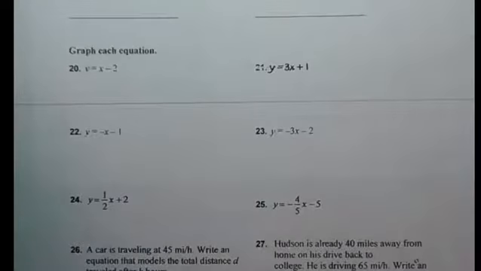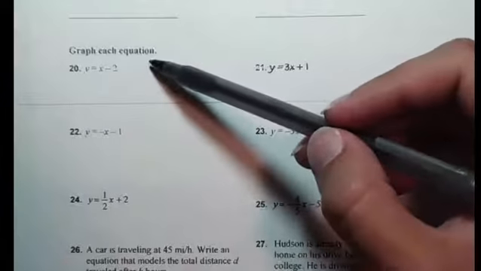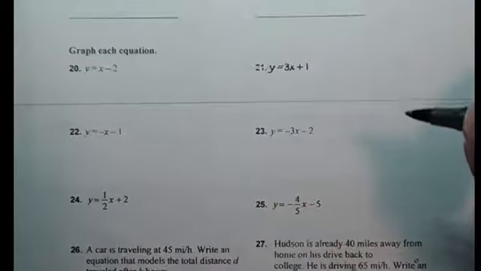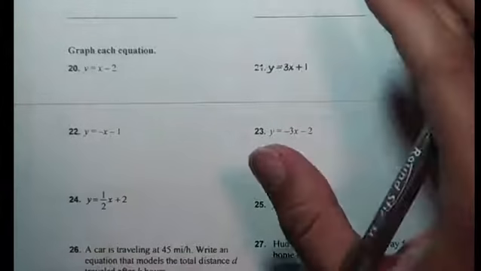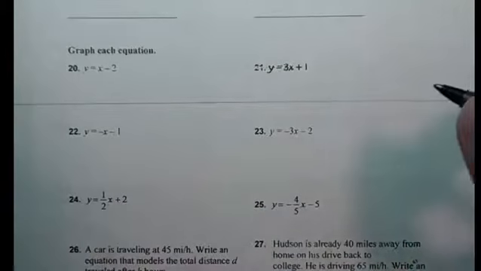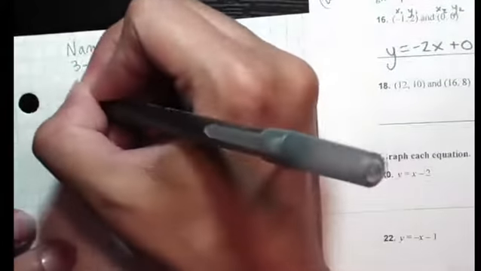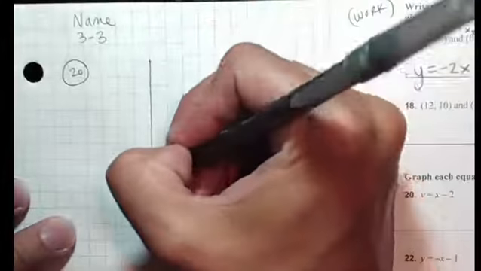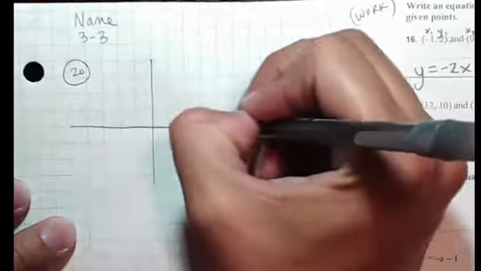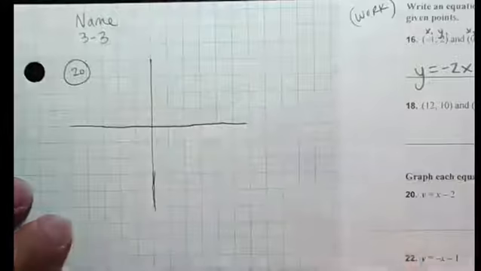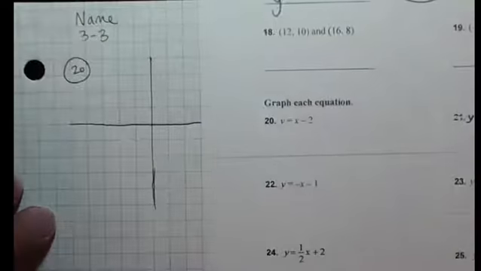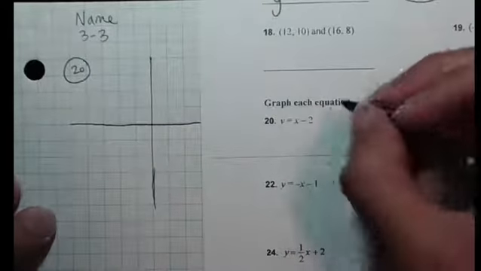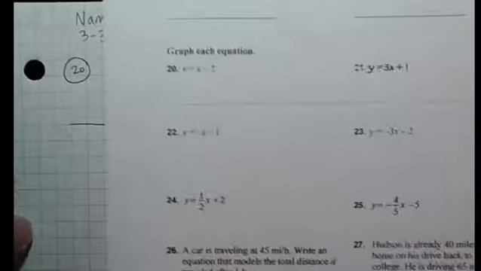The next ones are the ones that we need to graph. So it says graph each equation. So on your paper, you're going to graph these. Doesn't matter how big it is. We can actually do the first one together. So it's going to be a little bit out of order, but that's okay. We'll do 20. I'm just going to go ahead and draw the 4 quadrants. Okay, number 20.